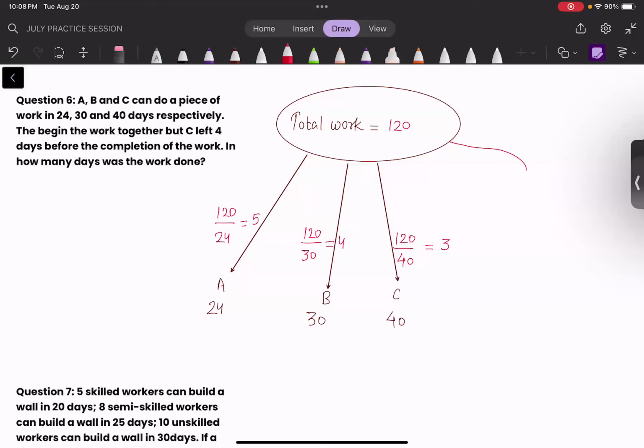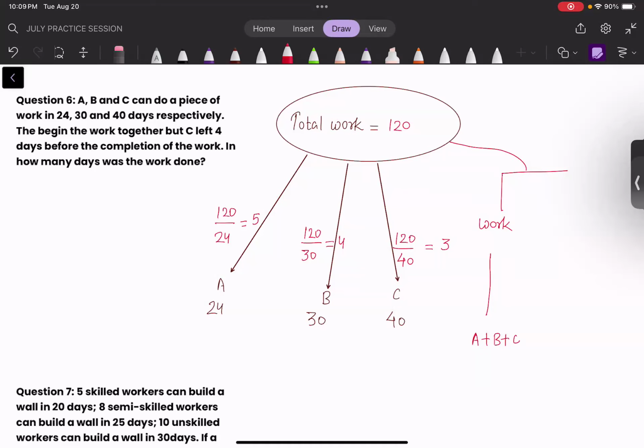Okay. So as per the question, A, B, and C started the work. They begin the work together, but C left 4 days before the completion. So C left 4 days before completion. 4 days before completion, that means last 4 days or not? Carefully answer. Yes. And C was not present.